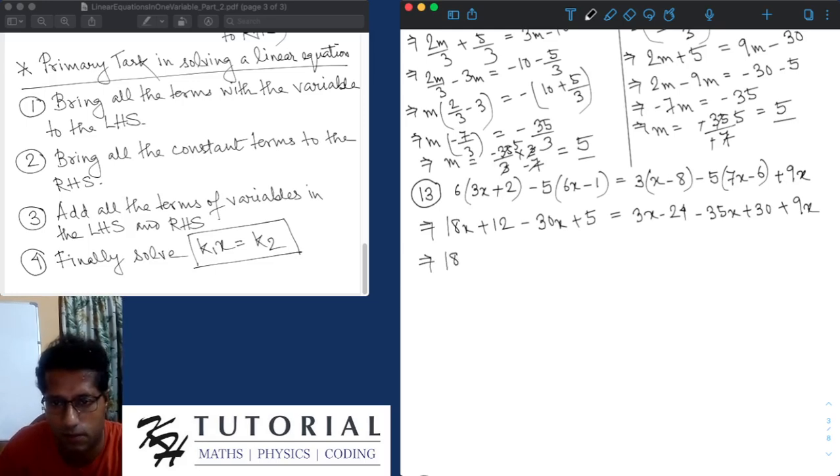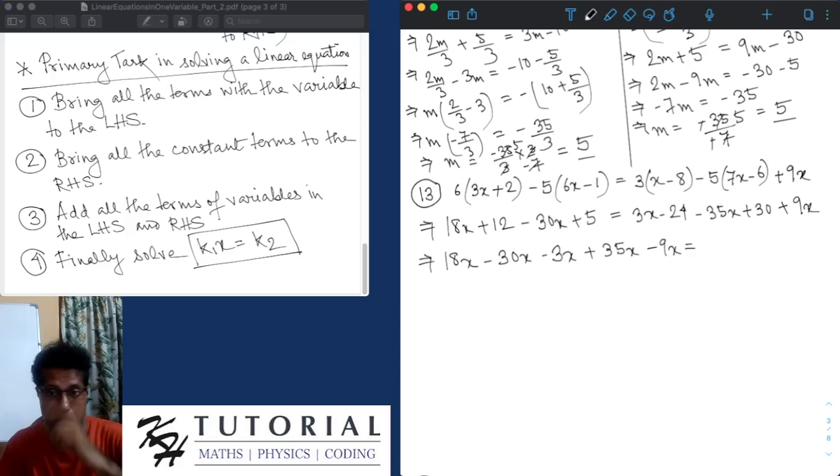By doing so, it becomes 18x minus 30x, I will bring the minus 3x plus 35x minus 9x equals, I will bring all the constant terms to the right hand side, so the right hand side becomes minus 24 plus 30 and minus 12 and minus 5.